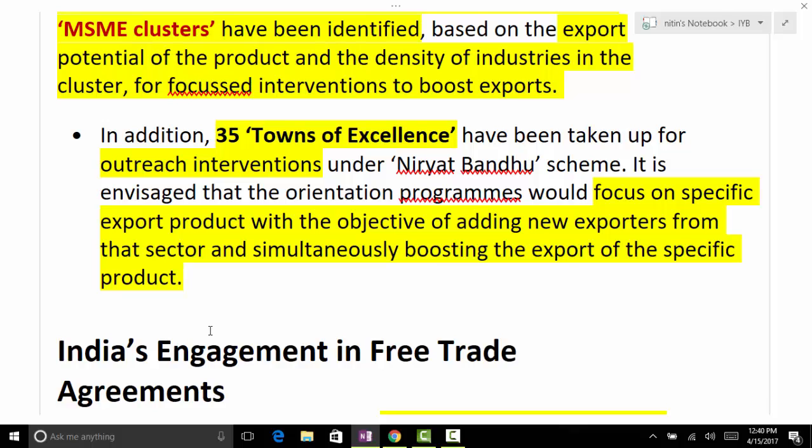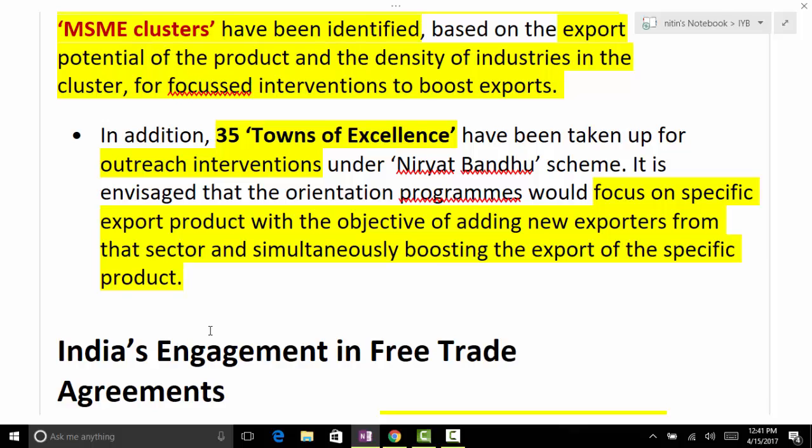So these are certain towns of excellence under Niryat Bandhu. You encourage certain specific export products that may be specialized to that specific area. In different towns, they are different. They are counting on different specialized products, right? So focusing on those and encouraging the exporters, people to come under it. You will tell them how much potential these products have.